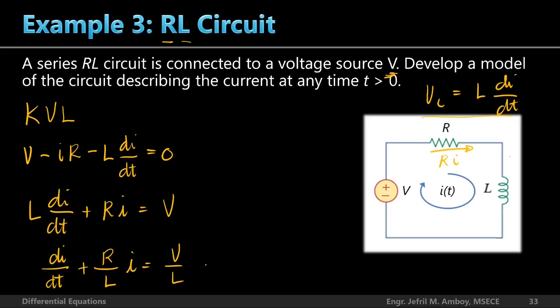We will solve this differential equation in module 3. If ever you encounter a problem that involves a capacitor, the voltage drop across a capacitor is equal to Q over C. Q is the charge stored in the capacitor and C, of course, is the capacitance. Again, if you ever encounter a problem that involves a capacitor, this is the voltage across a capacitor. It's the charge divided by the capacitance.